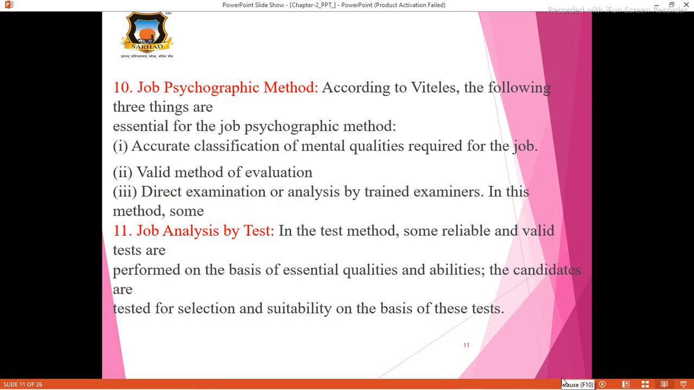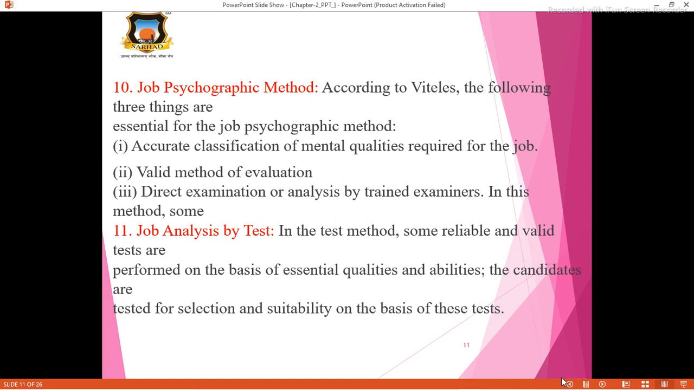The next is the job psychographic method. The following three things are essential for the job psychography method: an accurate classification of mental qualities required for the job, then a valid method of evaluation, and a direct examination or analysis by trained examiners.